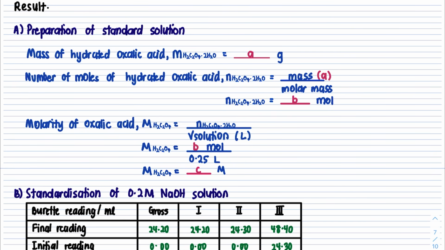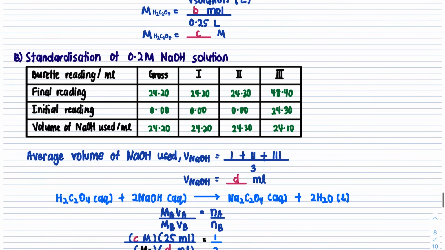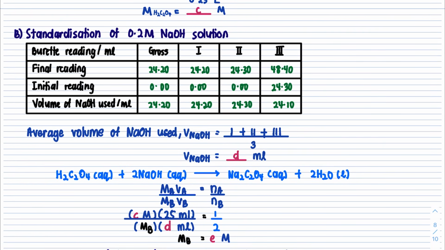For part B, it is the standardization of 0.2 molar NaOH solution. The given NaOH solution is 0.2 molar. Right now we want to calculate whether we get the value to be 0.2 or not. For the result, again, your burette reading must be in 2 decimal places. Even though our burette reading here looks like 0, burette readings are actually recorded to 2 decimal places.